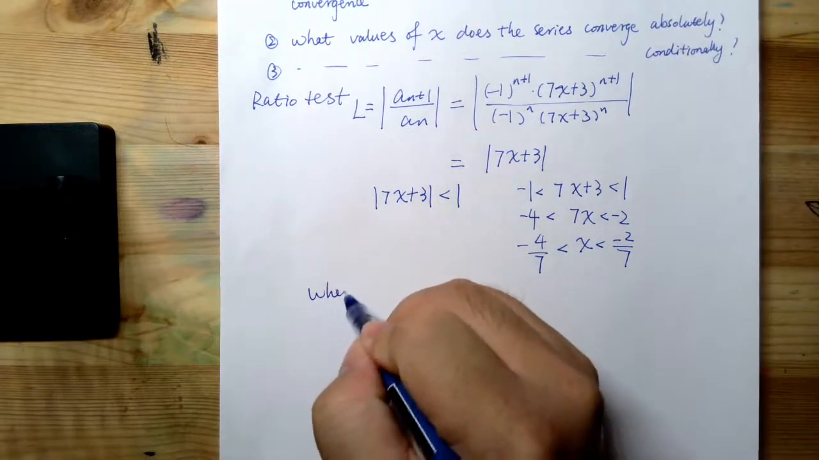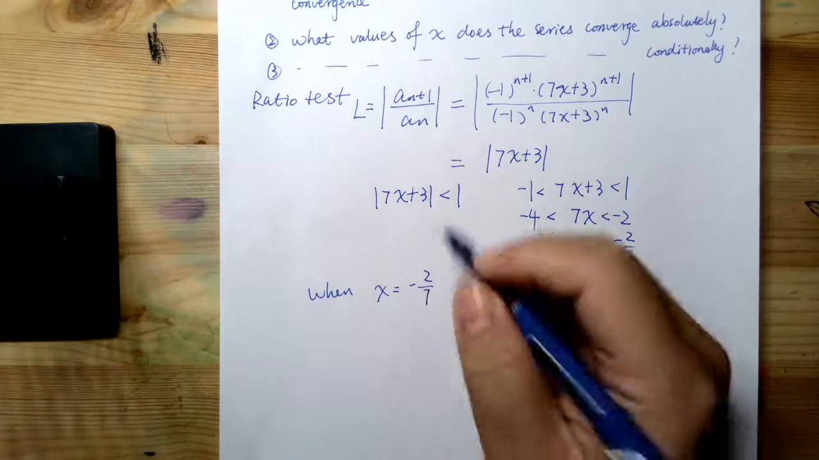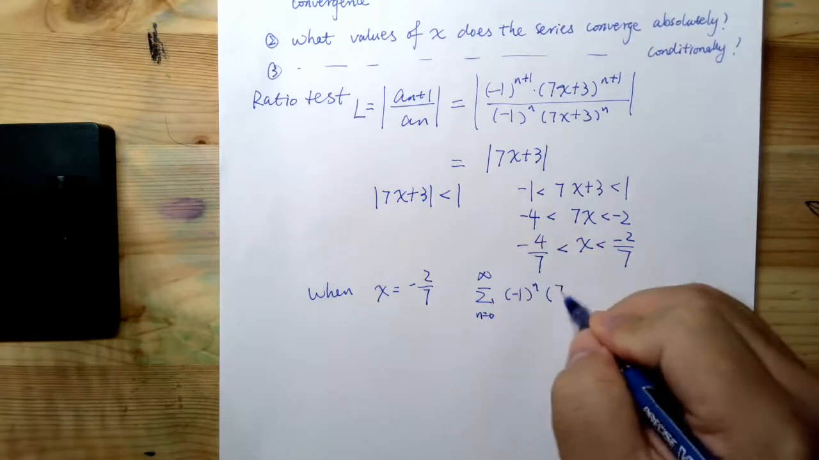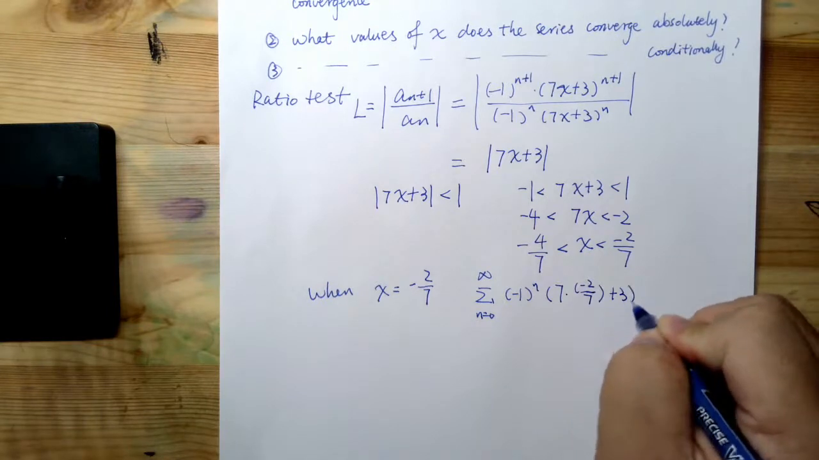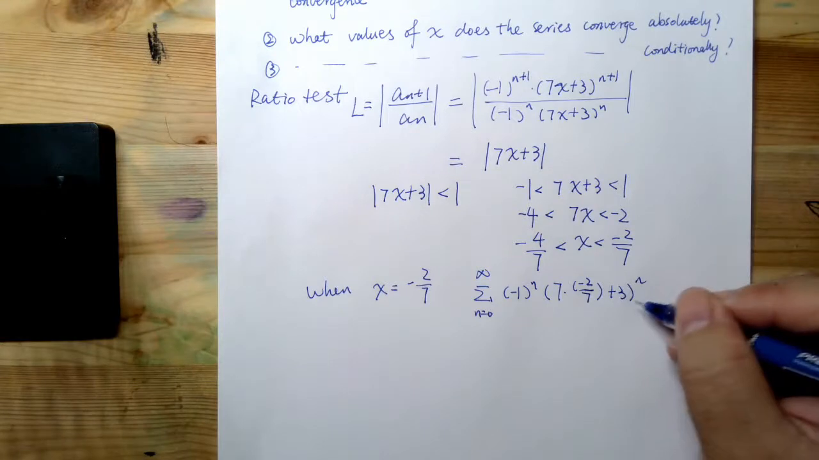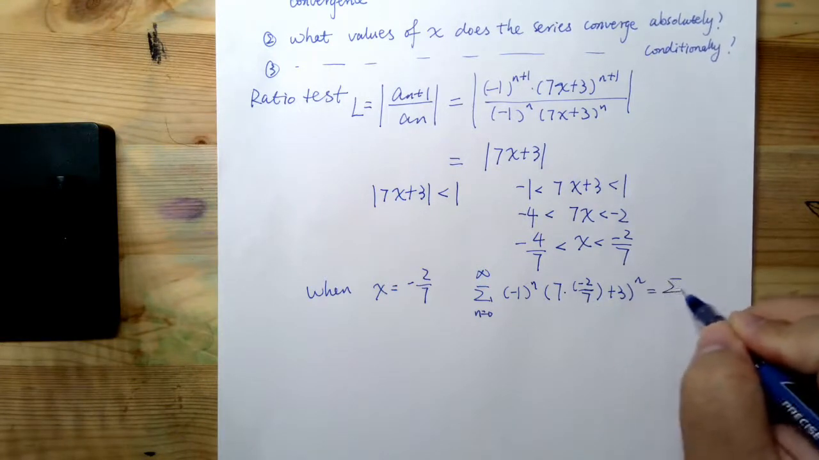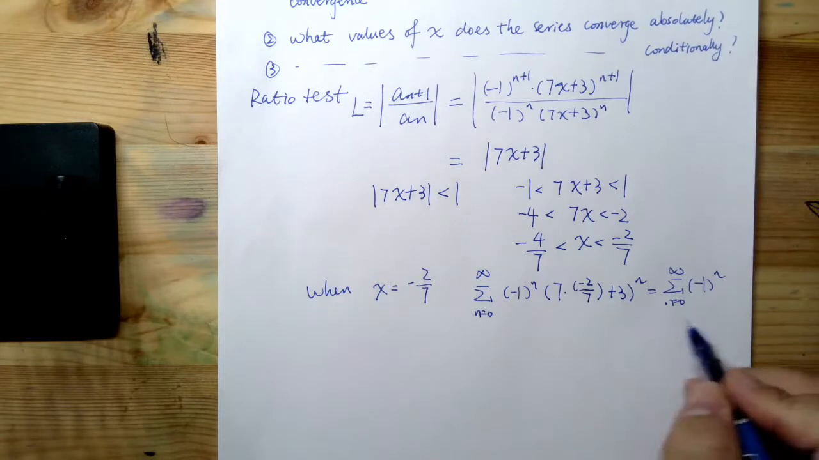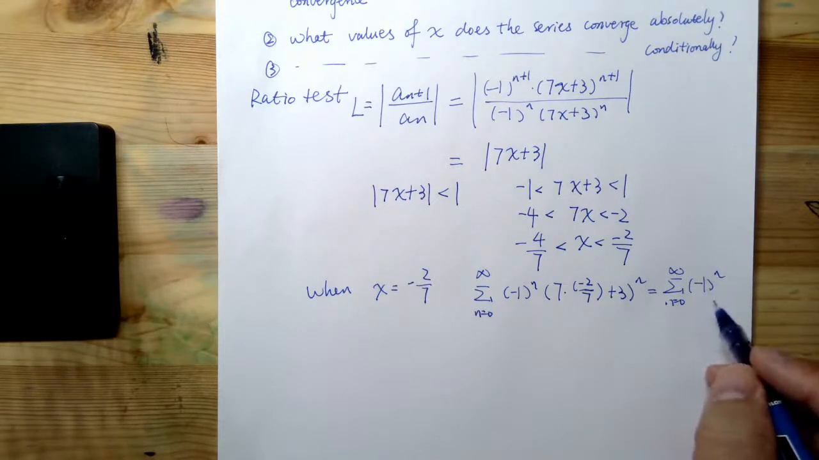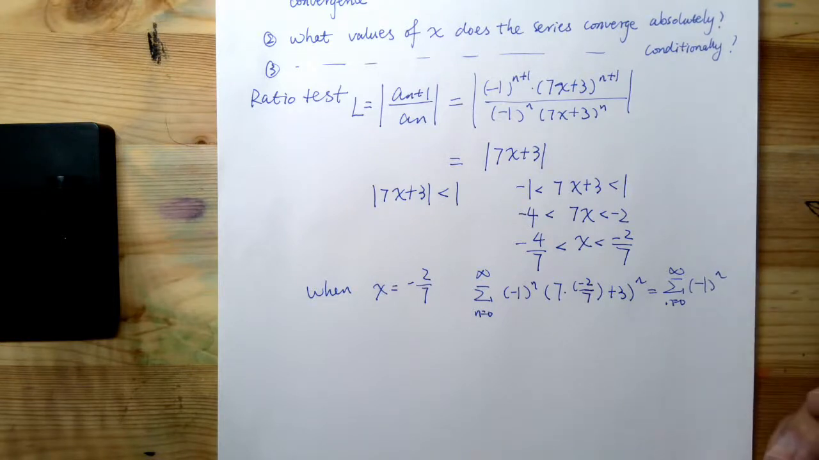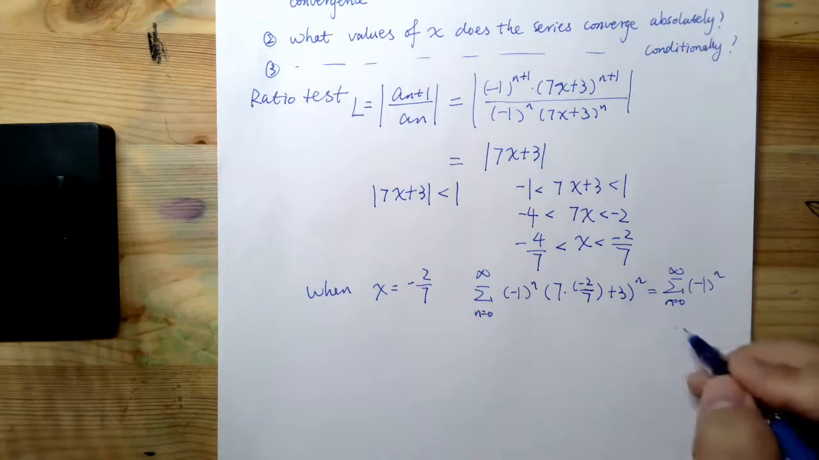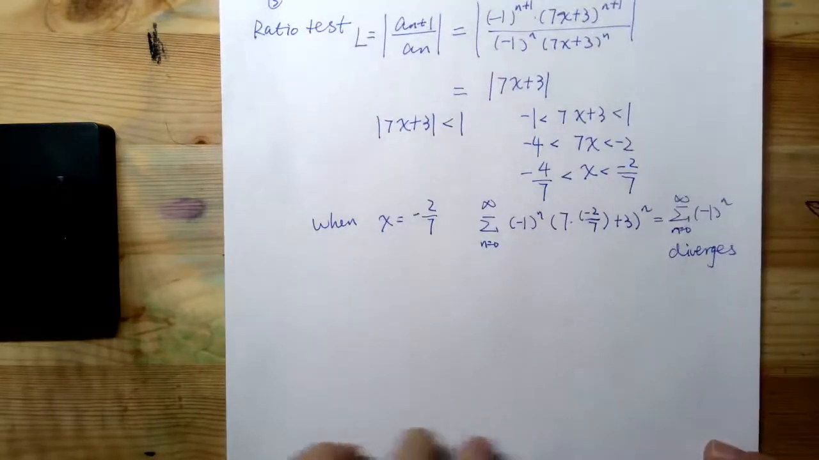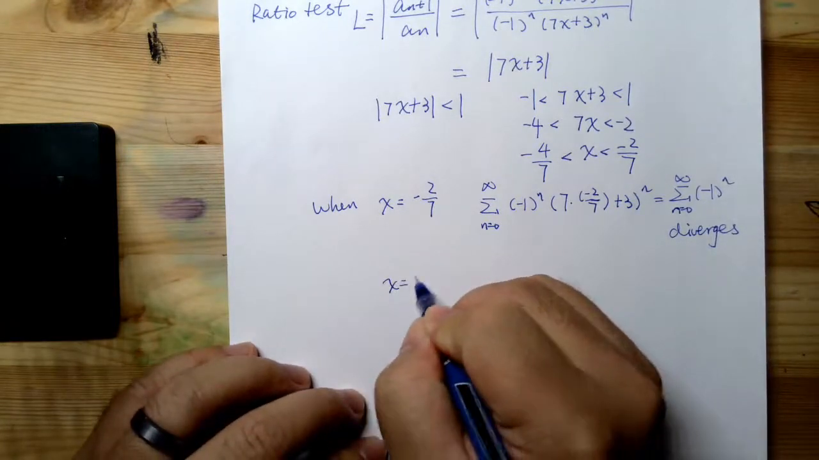So when x equals -2/7, my series becomes (7 times (-2/7) + 3)^n. If you simplify this part, -2 plus 3 is 1. So you're going to have this series, which is (-1)^n... Okay. Based on the nth term test, since the limit of (-1)^n does not equal 0, we can claim that this series diverges. Okay, diverges.